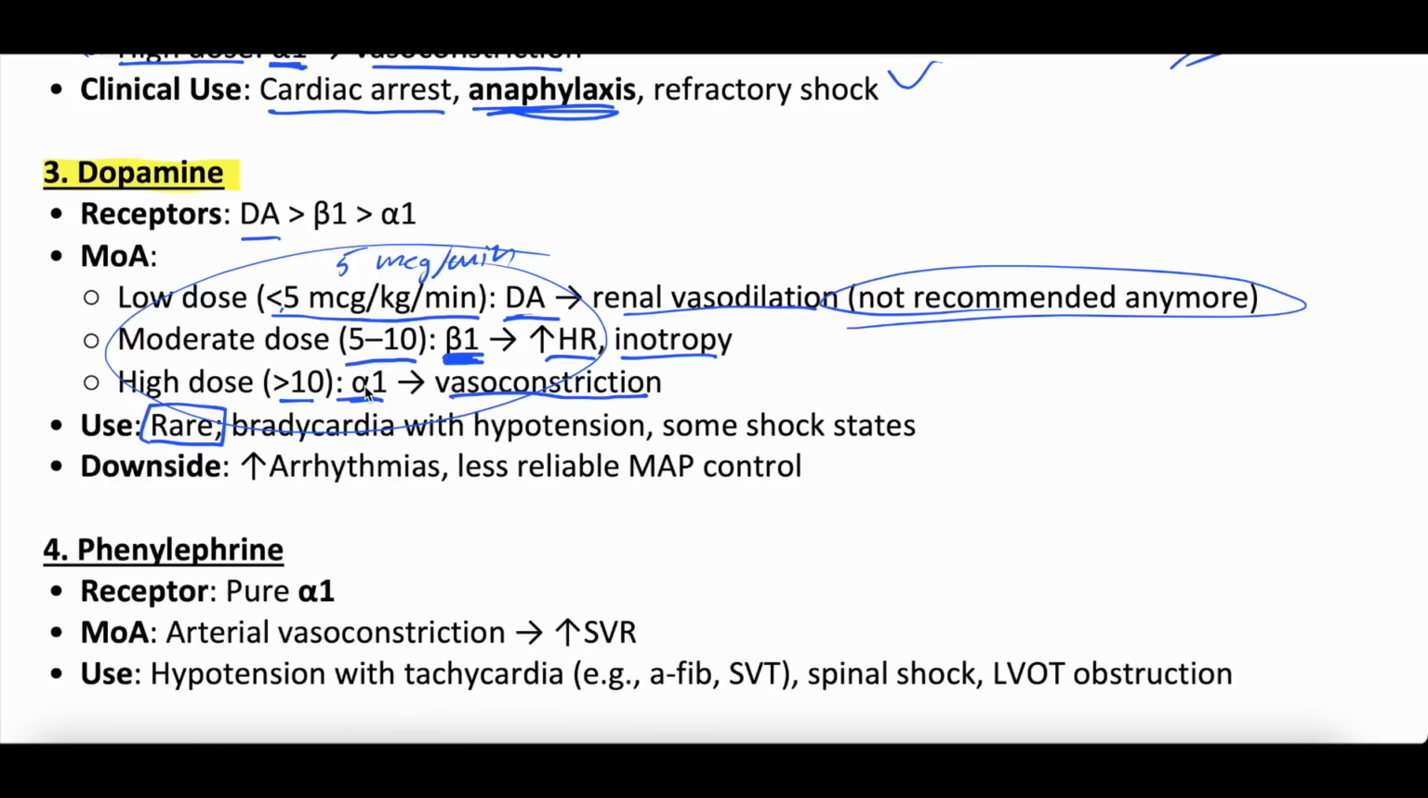Dopamine in general increases arrhythmias, is less reliable for MAP control, and when they studied it compared to norepinephrine, outcomes were worse in dopamine, so we do not use dopamine anymore. At least we shouldn't be if it is being used.